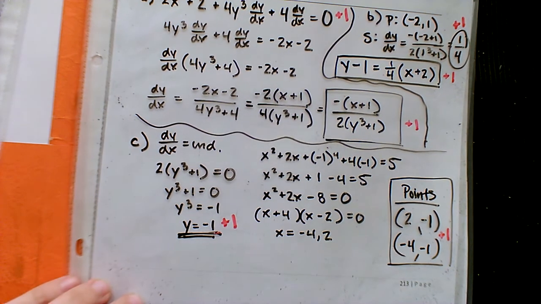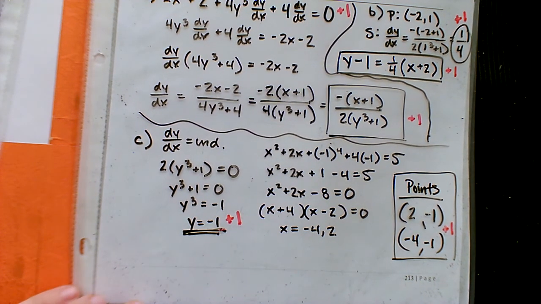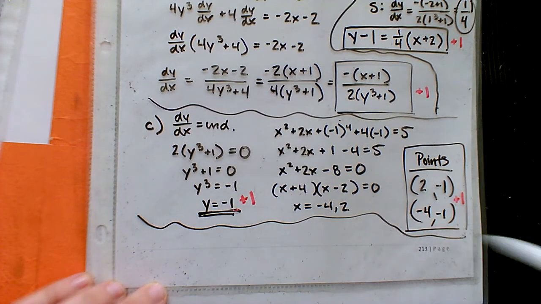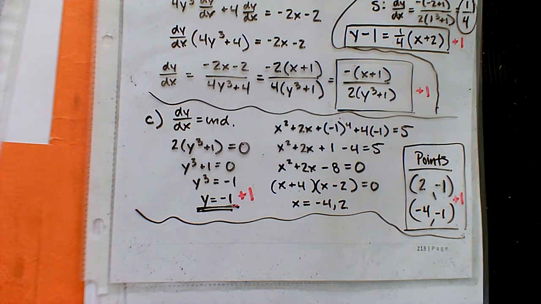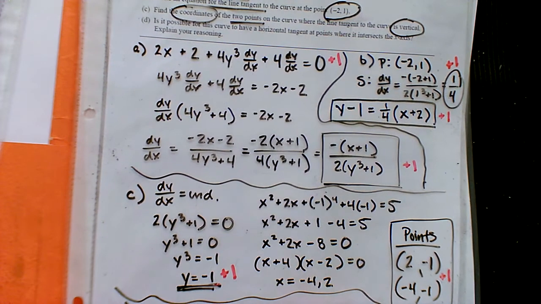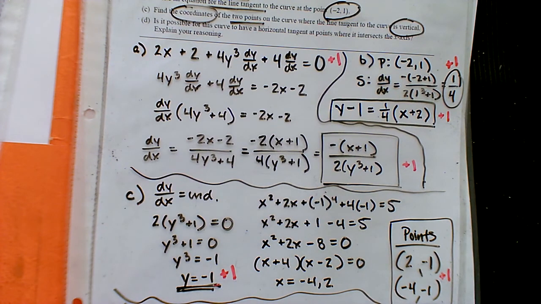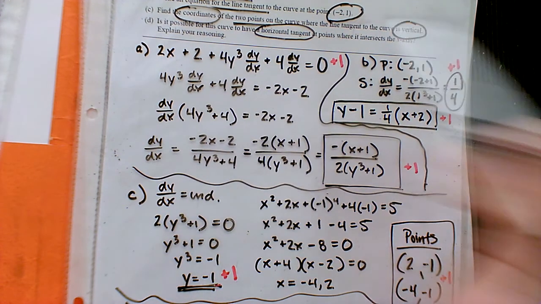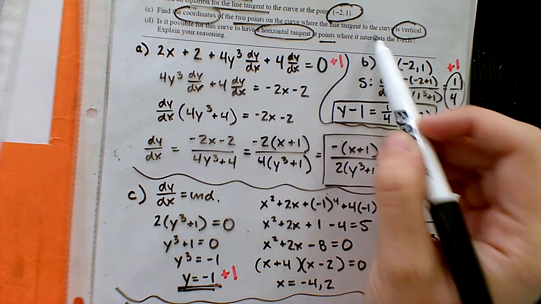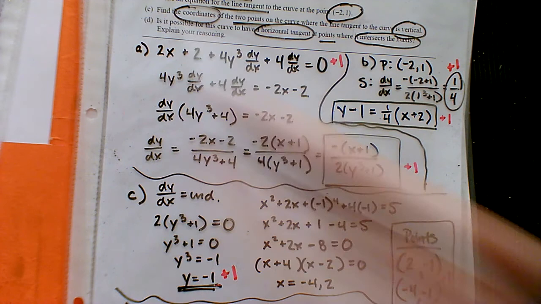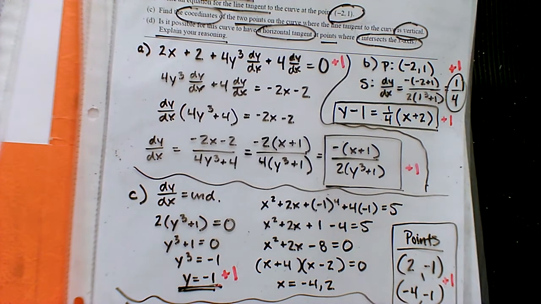All right? So if you're at 100% so far, you have 2, 4, you have 6. That's really good. Okay? So that means we have 3 points left to earn. Let's go ahead and check out D. Let's read the question. Is it possible for this curve to have a horizontal tangent at the points where it intersects the x-axis? Explain your reasoning.